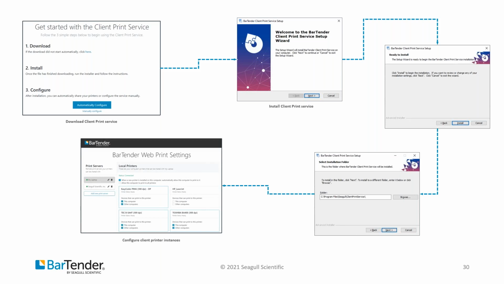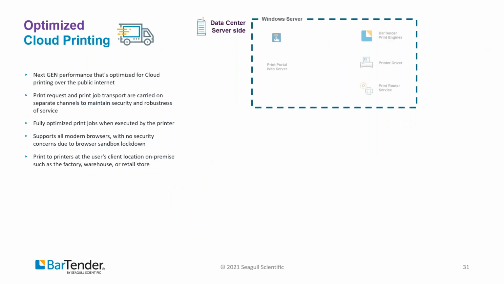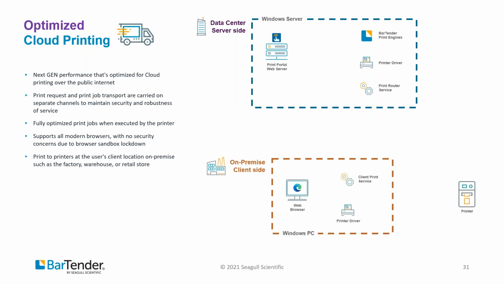Once installed, you simply open up your web browser and either type in the link or click on a link to access the BarTender web print settings on the client side. From there, you can decide which printers you wish to make available for printing over the internet, and if you wish to share any of those printers for printing. Once the client print service is installed, you have internet printing available to you.